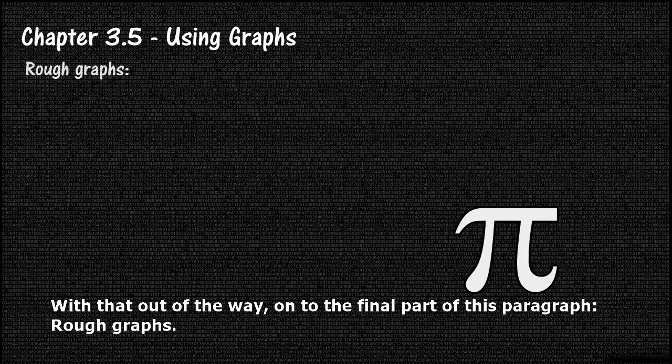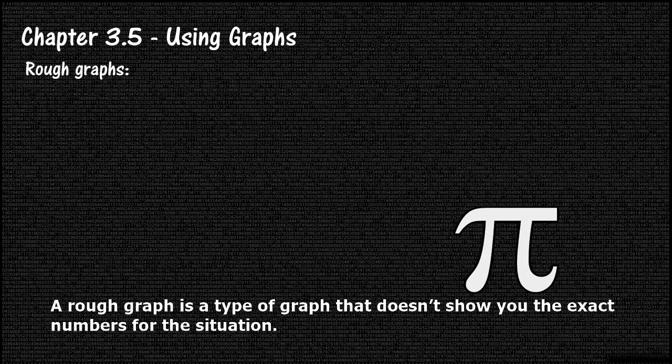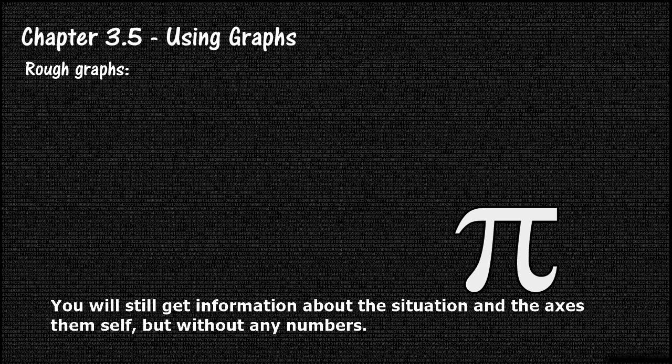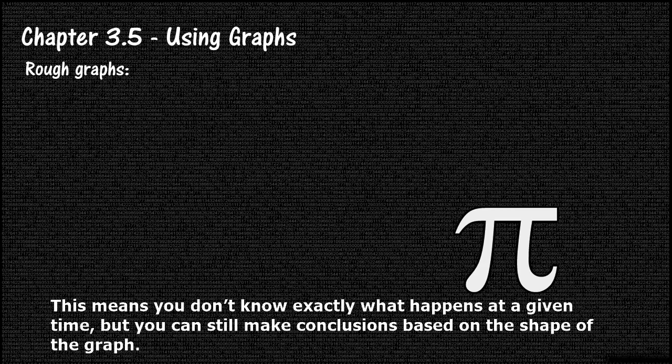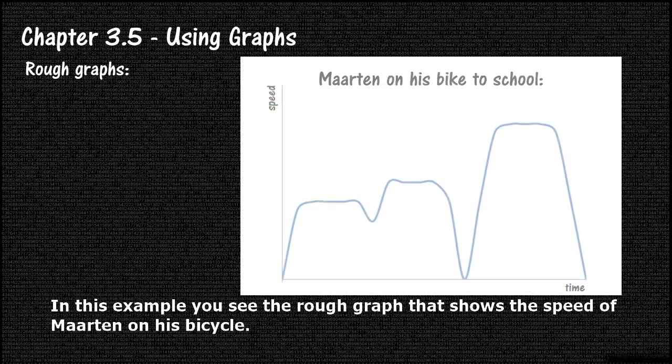Rough graphs. A rough graph is a type of graph that doesn't show you the exact numbers for the situation. You still get information about it and the axes themselves, but without any numbers. This means you don't know exactly what happens at a given time, but you can still make a conclusion based on the shape of the graph. In this example, you see the rough graph that shows the speed of Maarten on his bicycle.